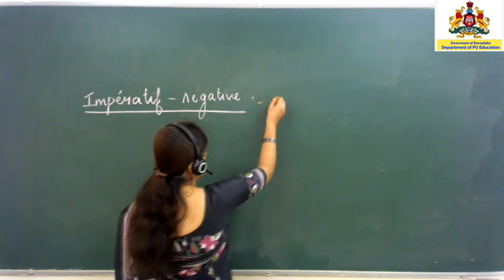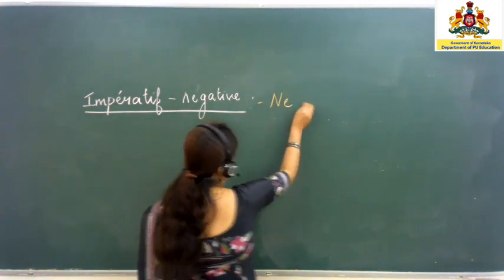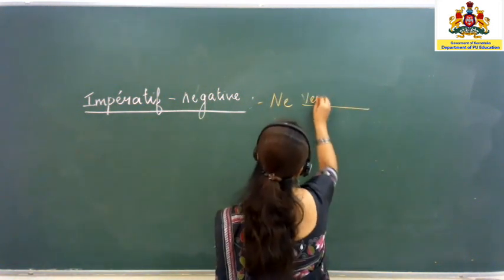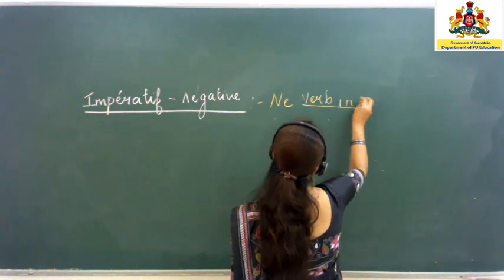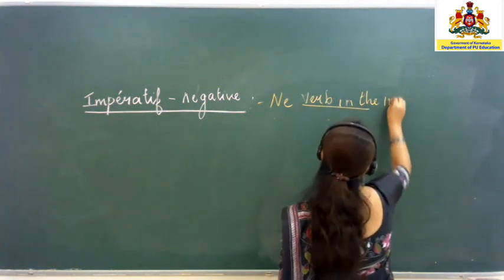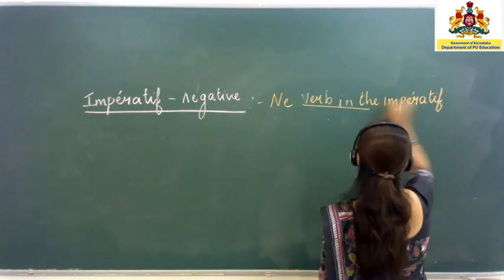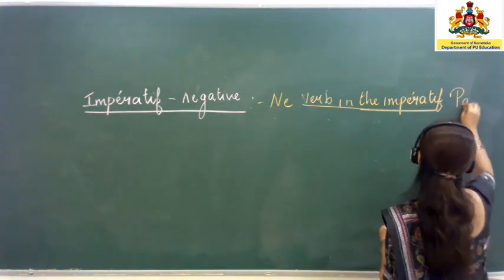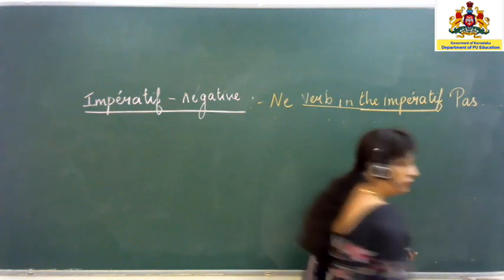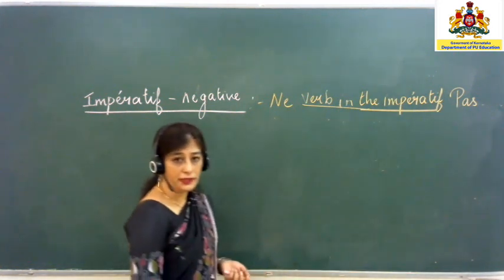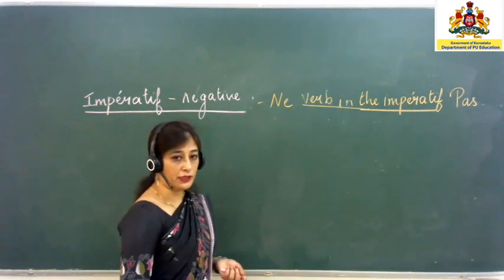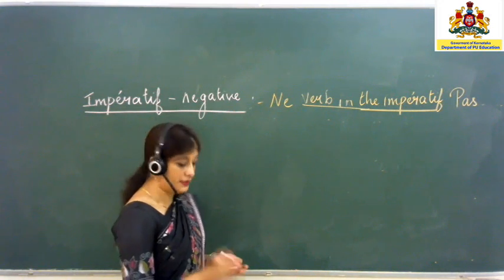Imperative negative is "ne" followed by the verb in the imperative and "pas". Fine. Ne, verb in the imperative, pas, and if there is anything remaining after that. This is for a normal sentence.